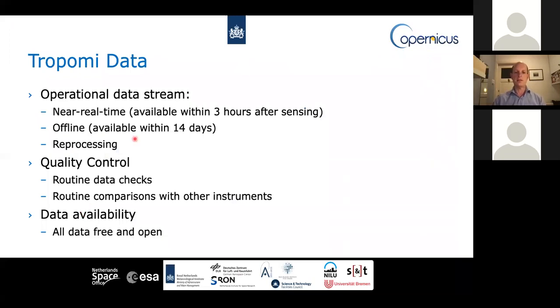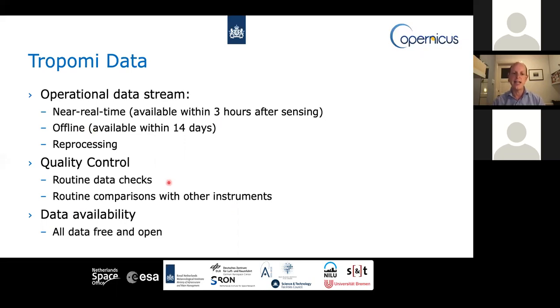When you think about data processing, and I talked about the data volume that we have, you can understand that this is really a big task. So we have 3 data streams coming from the instrument. There's one that we call the near real-time data, which means that these data are available to users within 3 hours after we have measured them. We have what we call an offline stream, which is available after 14 days. And then once every couple of years, we do a reprocessing where we reprocess everything with the latest and greatest algorithms and calibration.